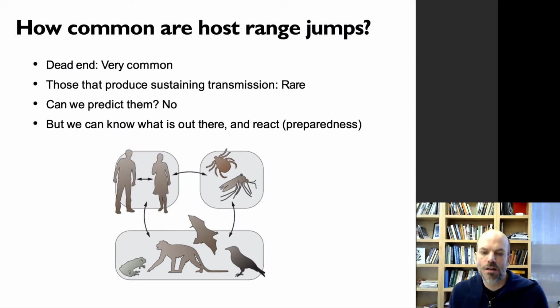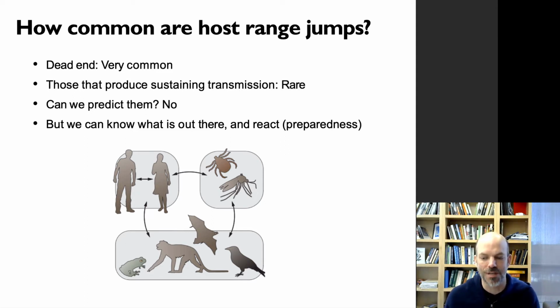So how common are these spillover events? Extremely common for viruses to jump species and then basically nothing happens. So the dead-end scenarios are thought to be extremely common, like rabies, as being just one example. Humans can very frequently become infected by a virus that is normally present in another species. Now, for that to sustain a whole transmission network, that is very rare. It's common enough that it affects us greatly when it does happen.